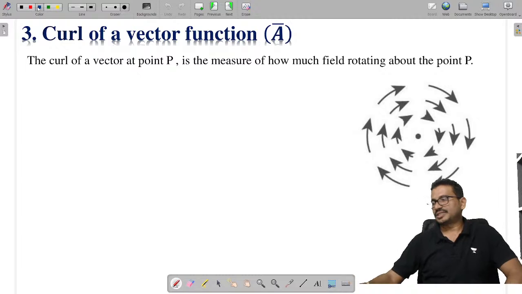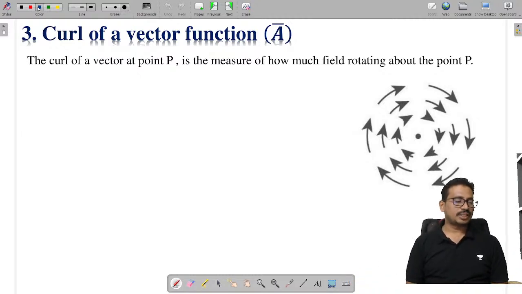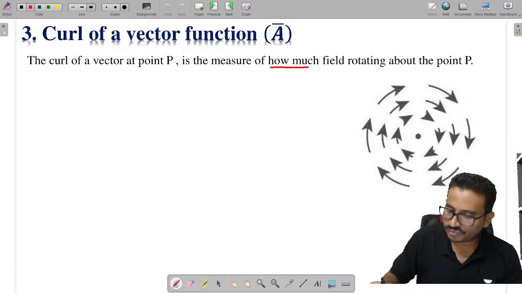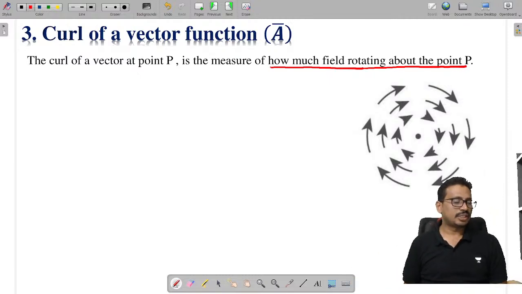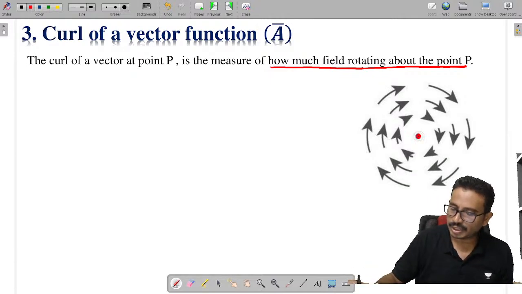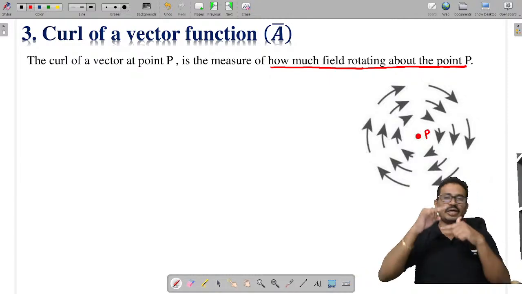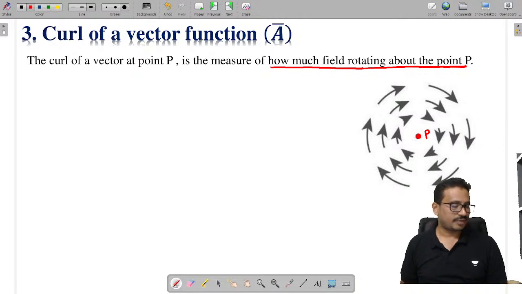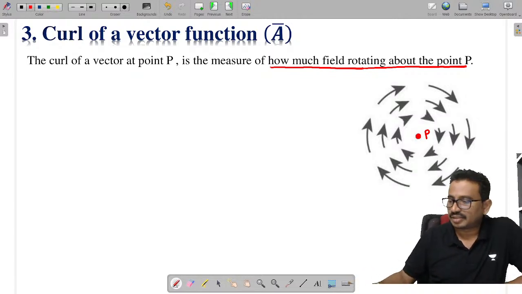Next, the curl of a vector function. Let's try to understand the curl of a vector function. The curl of a vector function signifies how much the field is rotating about a given point. Let us say here is a point we have taken, this is the point P. It will give the nature of the rotational field. How much the field is rotating is signified by the curl of a vector quantity.